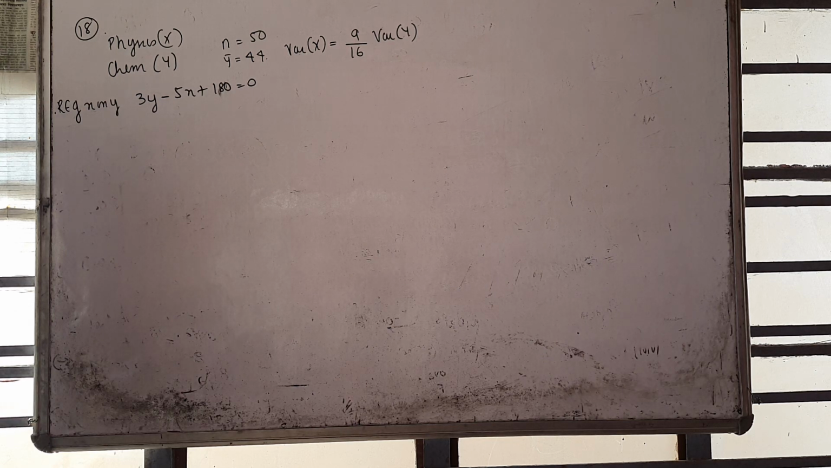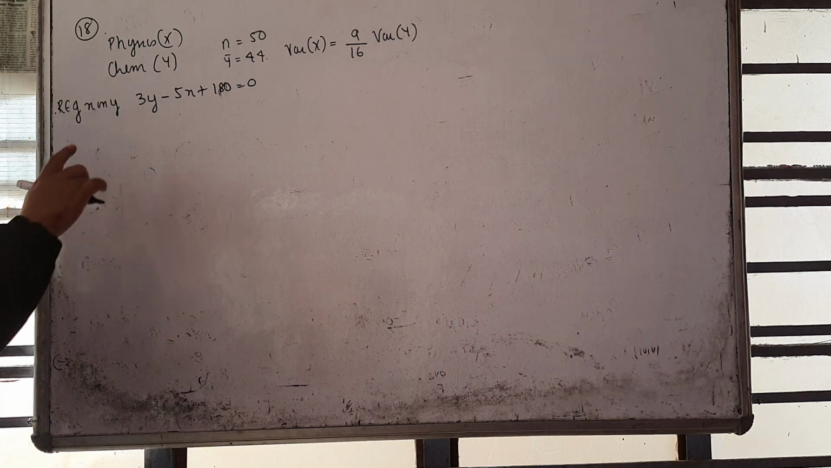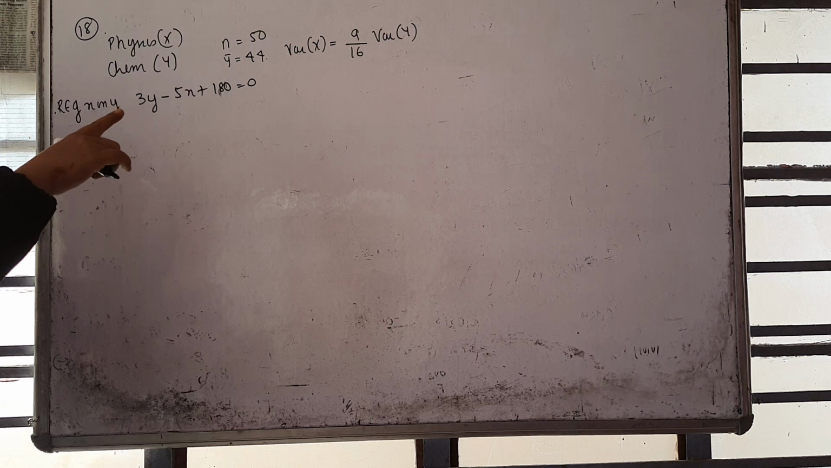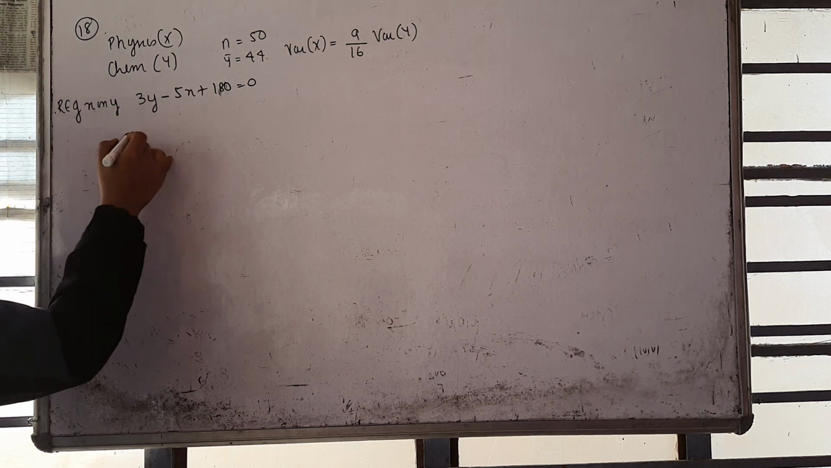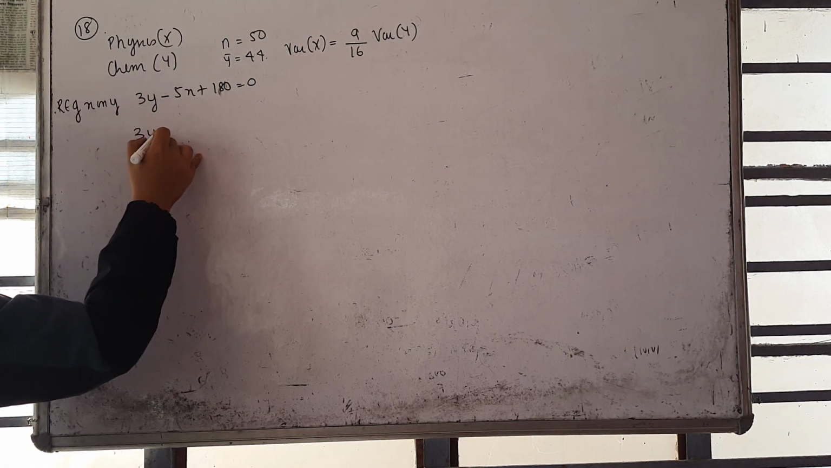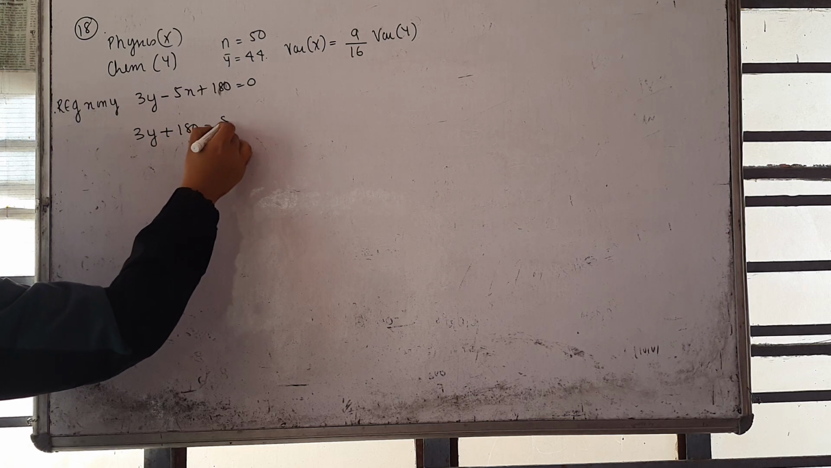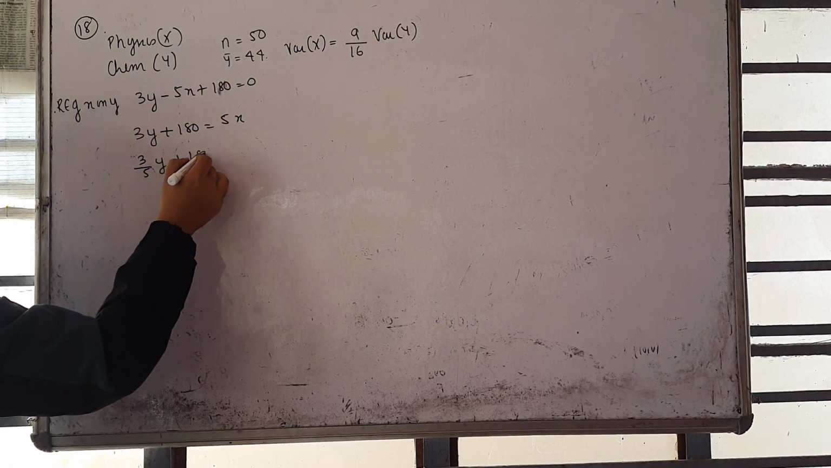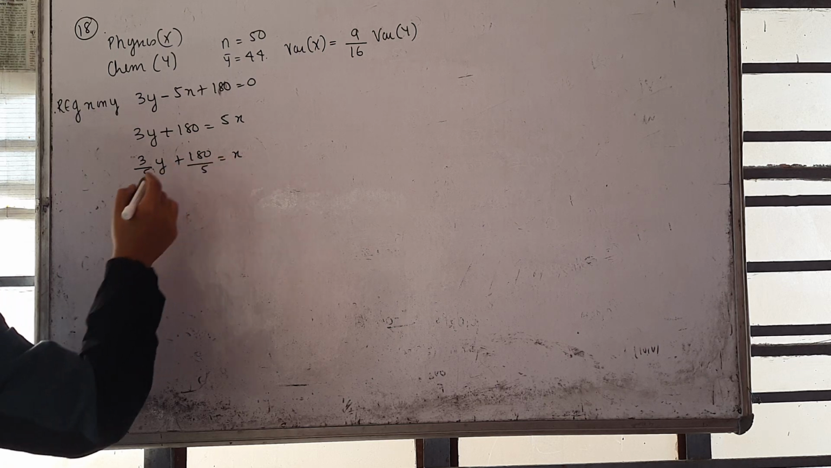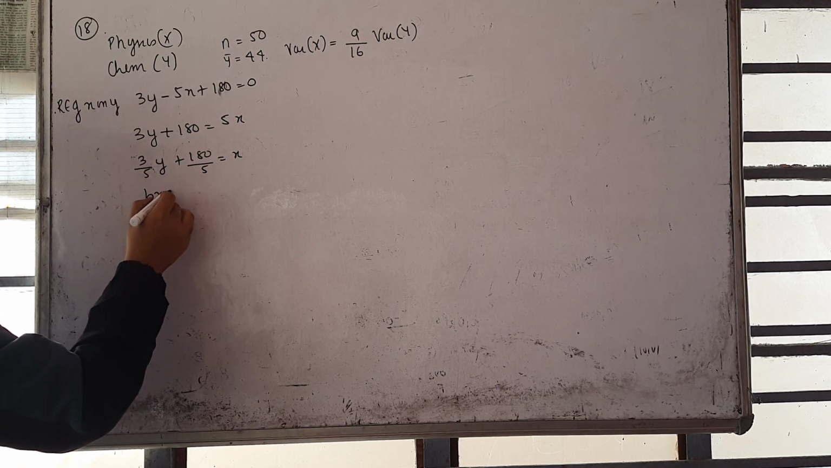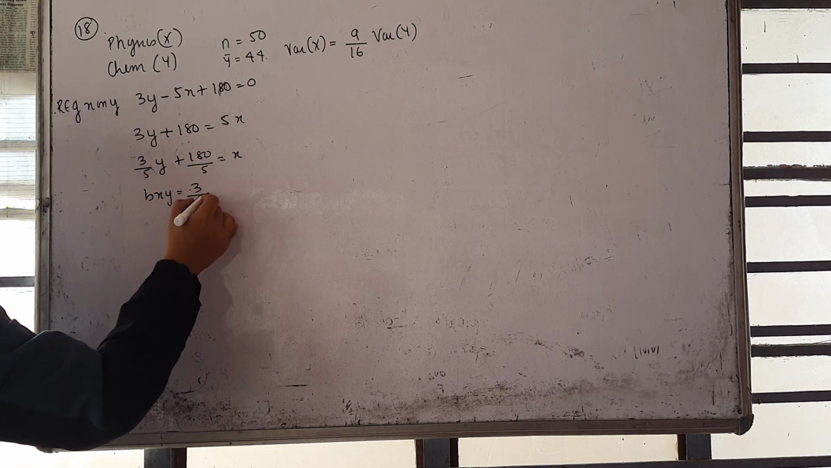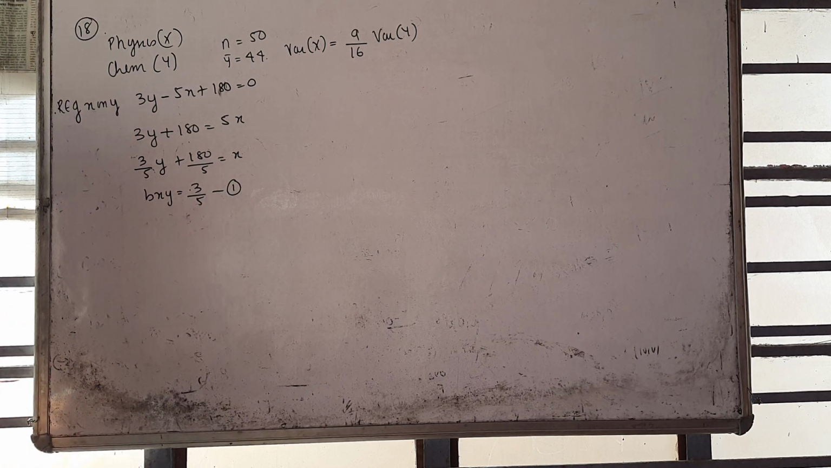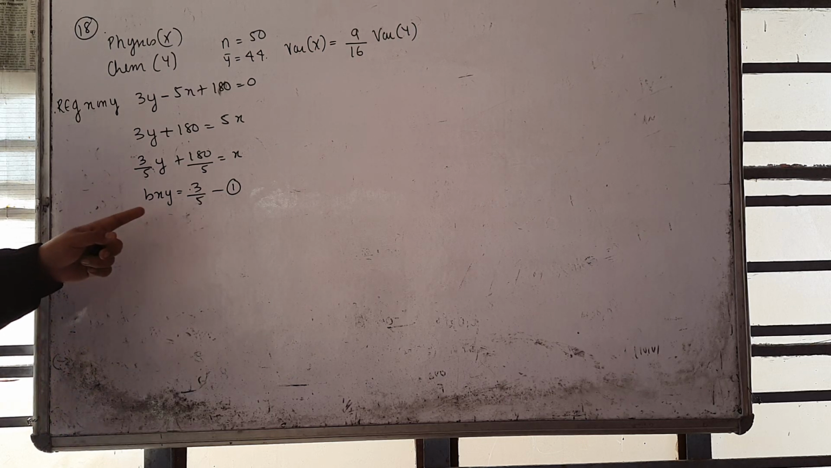Coefficient of correlation. Now how do you do this? Ready everyone? They have said this is x on y, so make x the subject. When you make x the subject, what do you get? 3y plus 180 equal to 5x, so 5 comes down. 3/5 y plus 180 by 5 equal to x. So what is bxy, guys? 3/5. You got that? Yes or no everyone?